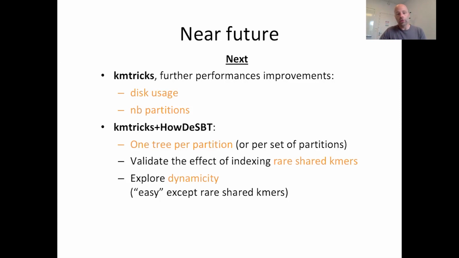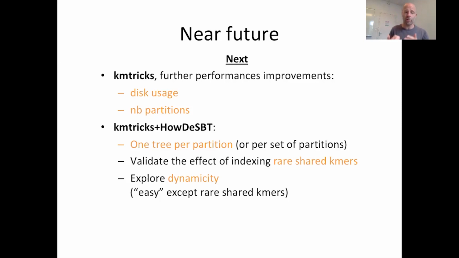From a more biological point of view, we need to assess the effect of indexing rare shared kmers. Are we going to save interesting sequences, or are we going to store some erroneous kmers? Well, of course, we are going to do the two, but we have to assess precisely what is the impact of this approach. And of course, one of the key limitations today is the dynamicity of this data structure in particular, because it's not that simple to add a new data set.